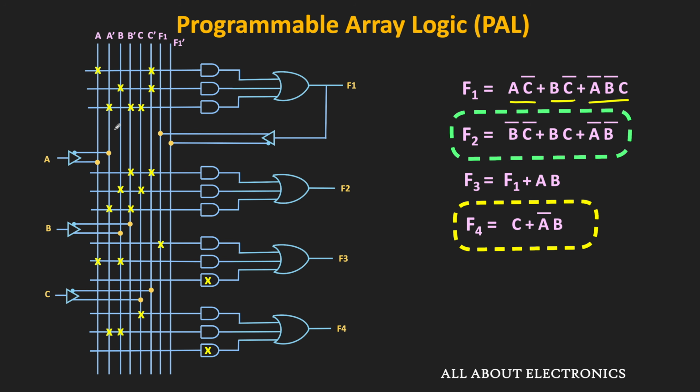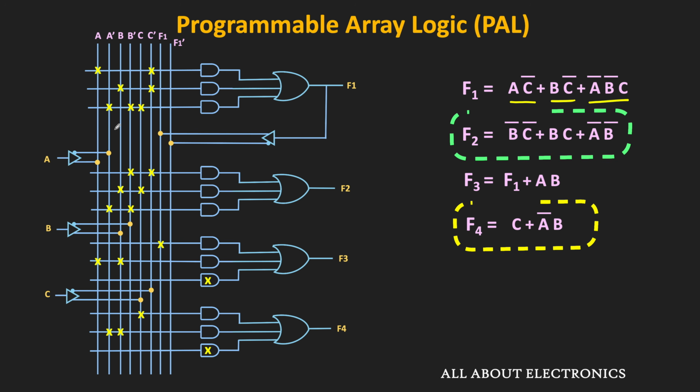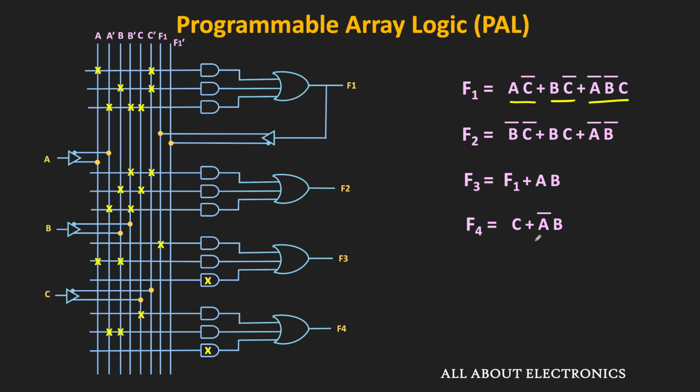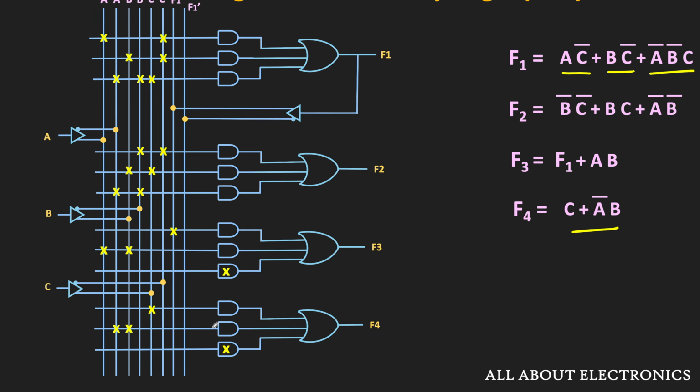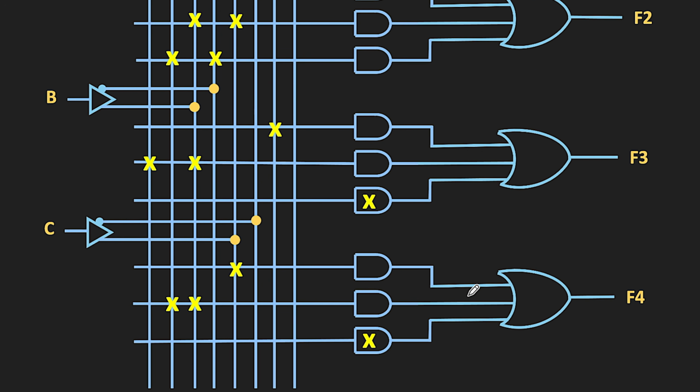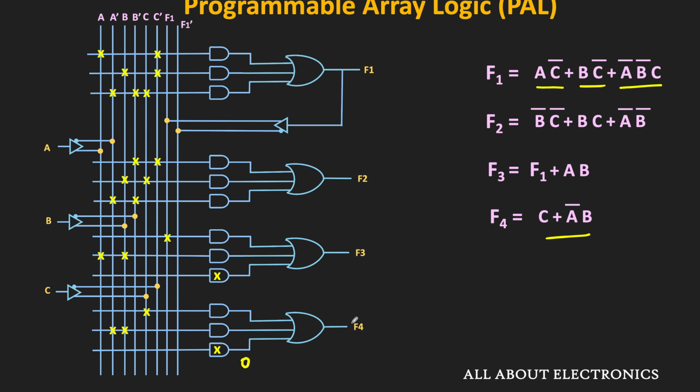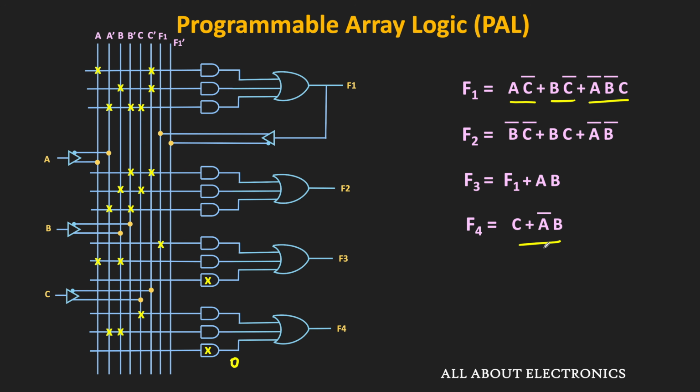And likewise, the functions F2 and F4 are also implemented. So in the function F4, since only 2 product terms are required, only 2 AND gates were used. And for the third AND gate, all the interconnections will be kept as they are. So here, instead of showing all the interconnections, the cross has been marked on the AND gate itself. That means here, the output of this third AND gate will be equal to 0. And based on the interconnections for the 2 AND gates, this function F4 will be equal to C plus A bar B. And likewise, this function F3 is also implemented in the same way.